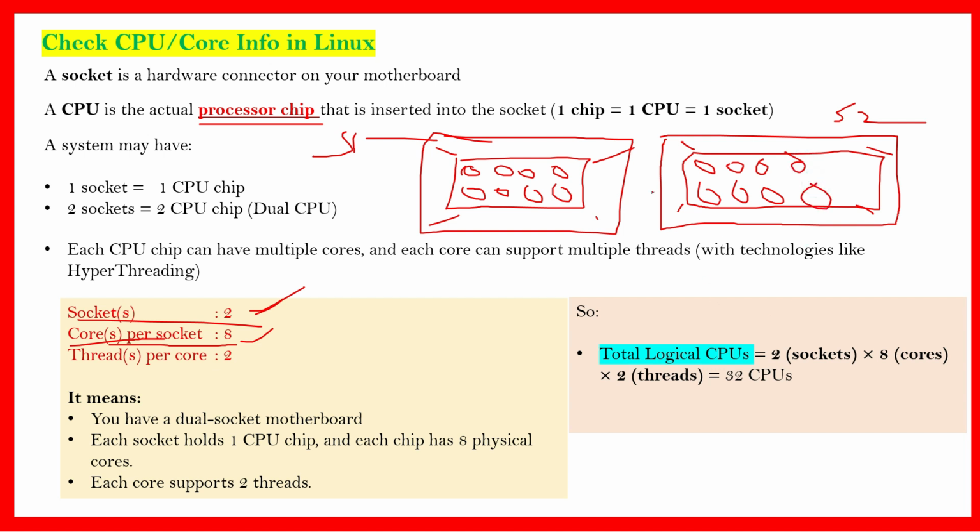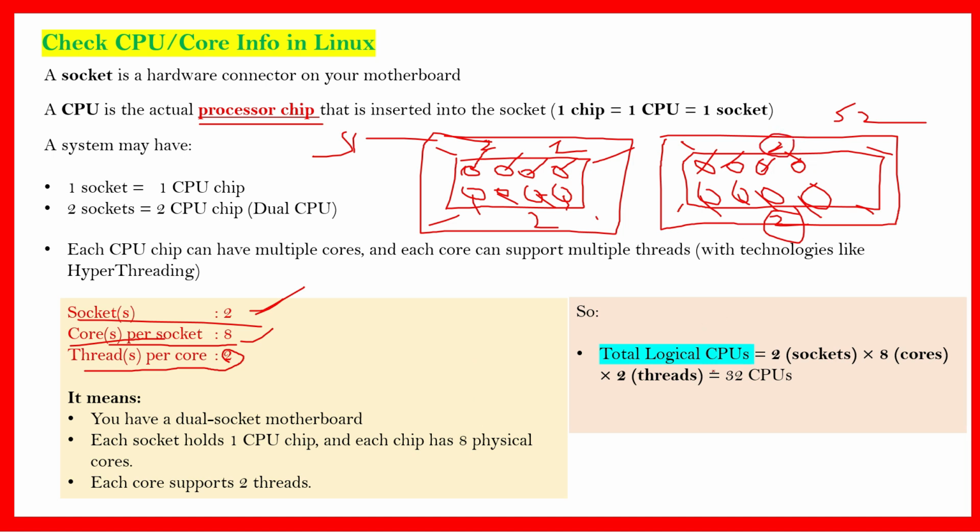And inside each core, we have a number of threads which execute requests in parallel, right? So here for each core, the number of threads is 2. That means each and every core can execute two requests in parallel. That means each core has two threads. Here again 1, 2, 3, 4, 5, 6, 7, 8, 8 cores and each core has two threads.